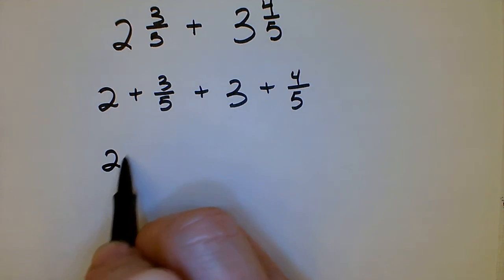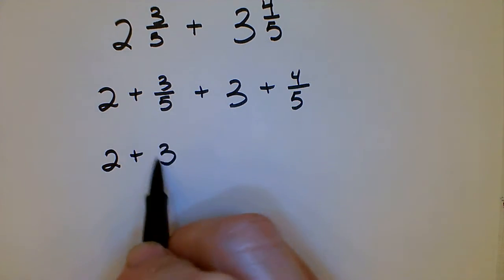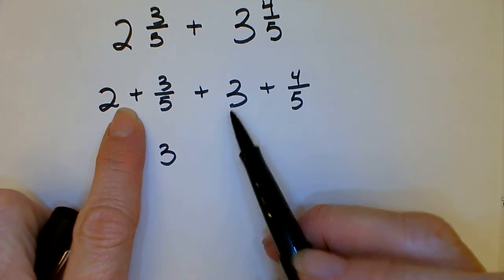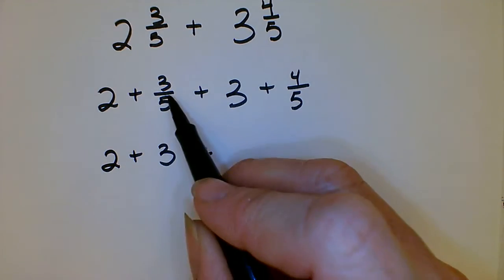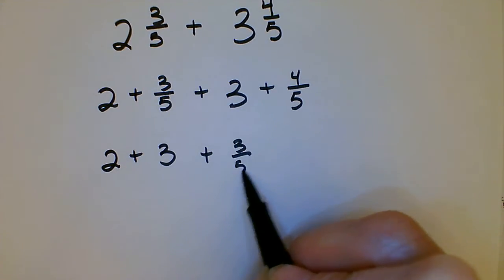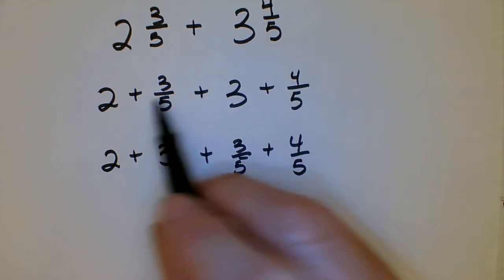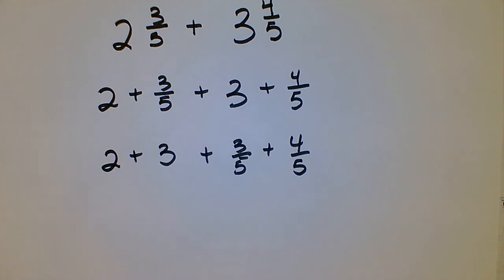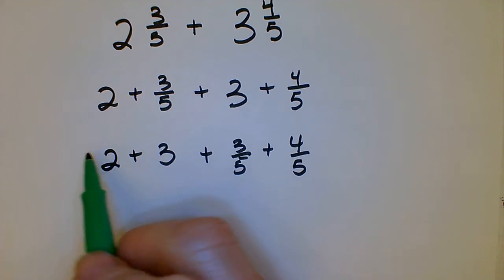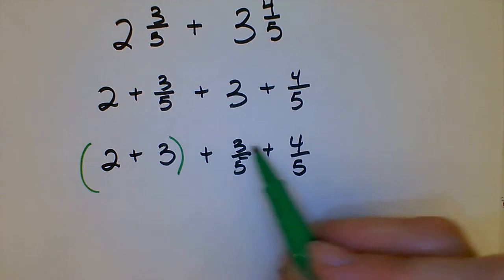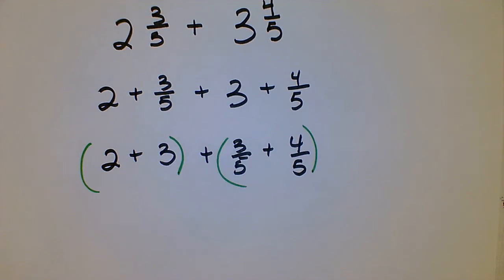So we're going to end up with 2 plus 3, so I'm grouping these two together, plus, now I have to write that one, 3/5 plus 4/5. And again, I just switched the order here. Now let's model the associative property. We're going to see who we're going to add together. So we're going to add our ones together, and we're going to add our fifths together.